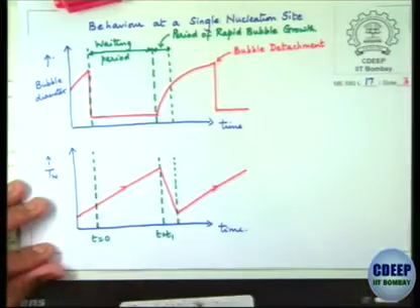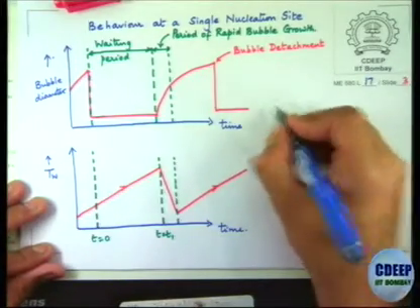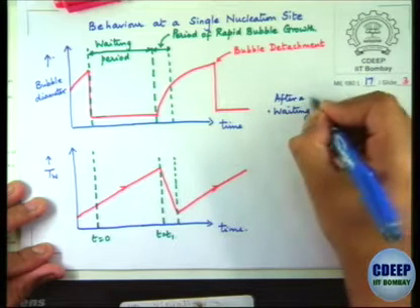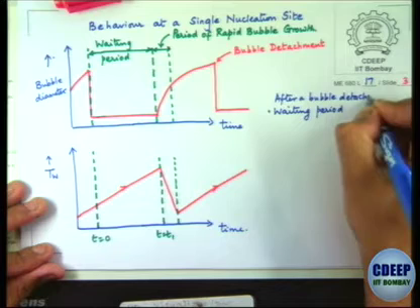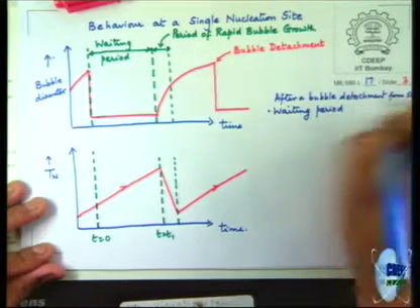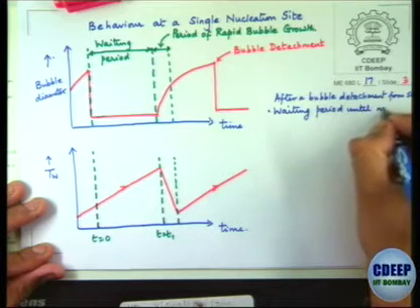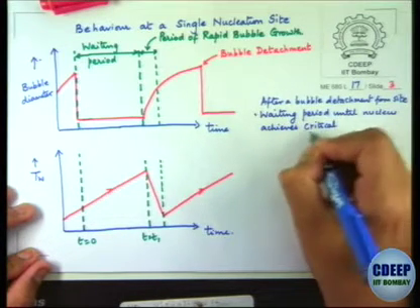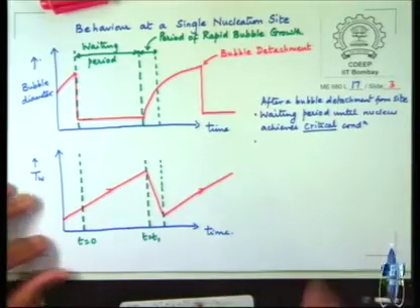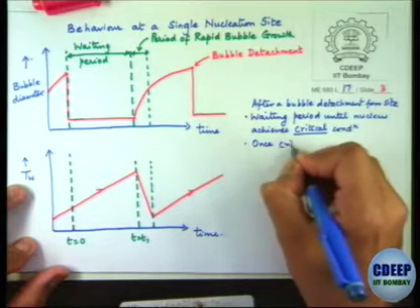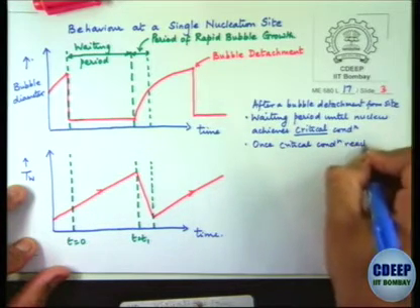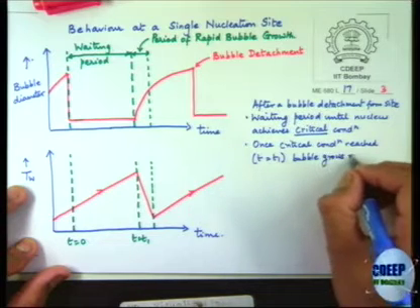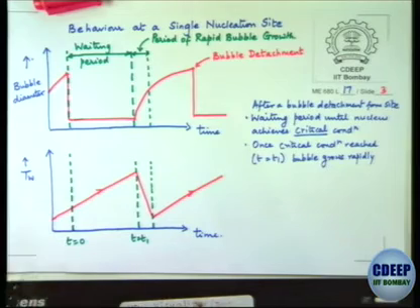So after a bubble is detached from a site, there is a waiting period until the bubble attains critical conditions. Waiting period: after a bubble detachment from one site, there is a waiting period until the bubble nucleus achieves critical condition. This is the first point. Once critical condition is reached, that is T equals T1, the bubble grows rapidly. Okay, the bubble grows very rapidly.